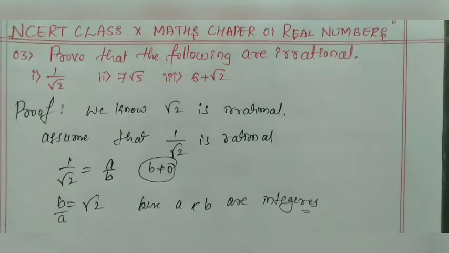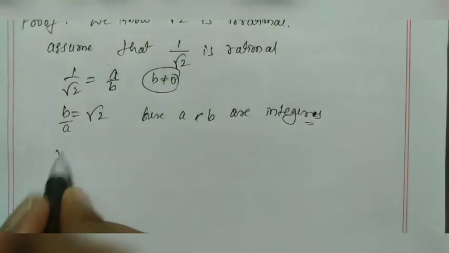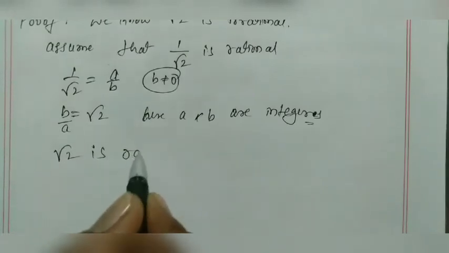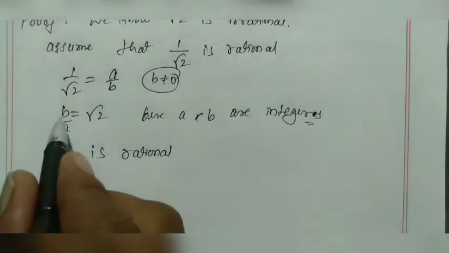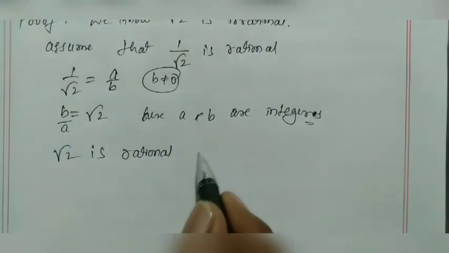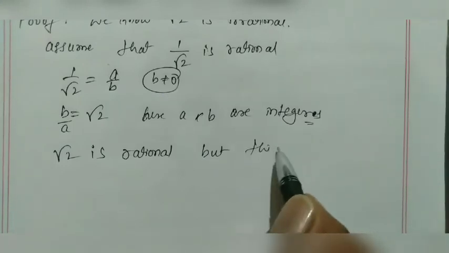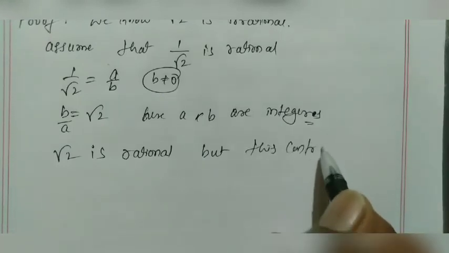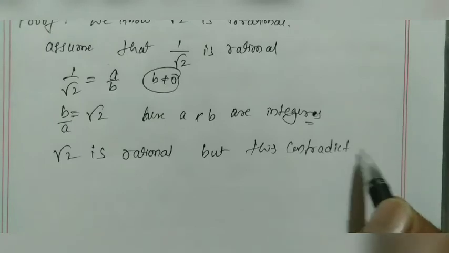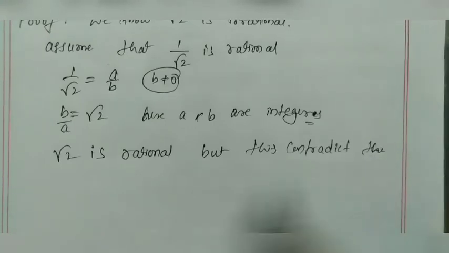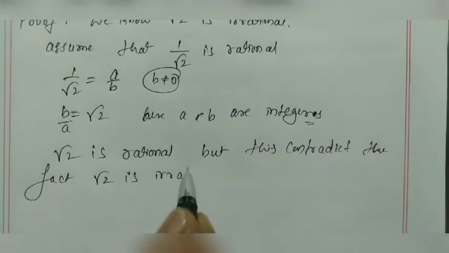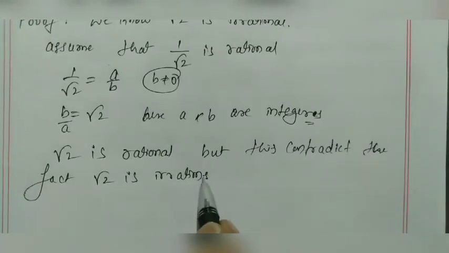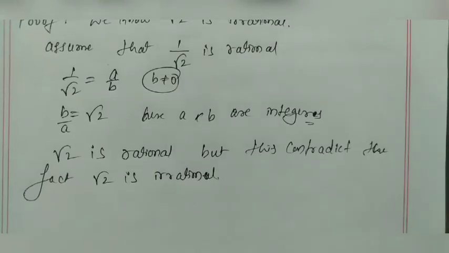So this means root 2 is rational, because this is in the form of b by a. But this contradicts the fact that root 2 is irrational. Hence root 2 is irrational.